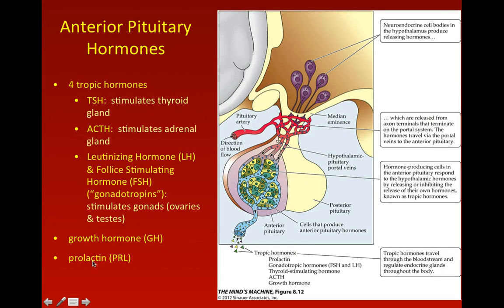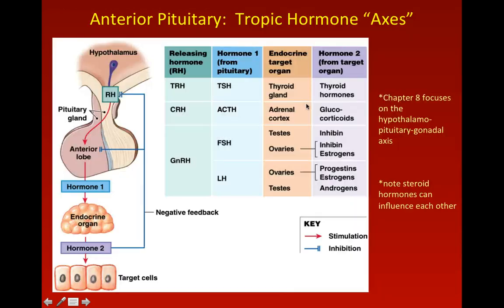Now remember, all 6 of these hormones have their own individual releasing hormone that triggers their release from the anterior pituitary, and those releasing hormones come from the hypothalamus. So if we look at a scheme of how this works, we have the hypothalamus releasing a releasing hormone, which will bind cells in the anterior pituitary to produce another hormone, which will then stimulate an endocrine organ to release another hormone, which ultimately produces the physiological effect you want.